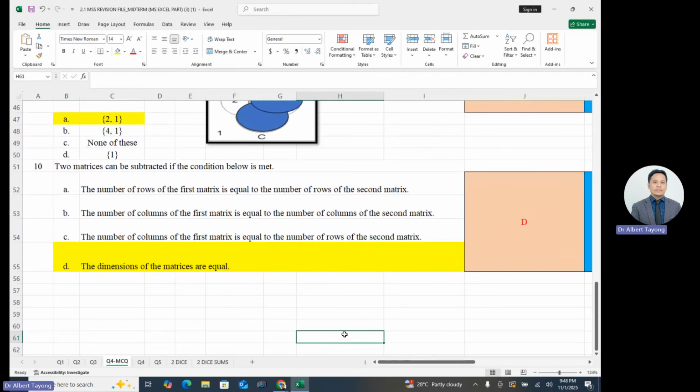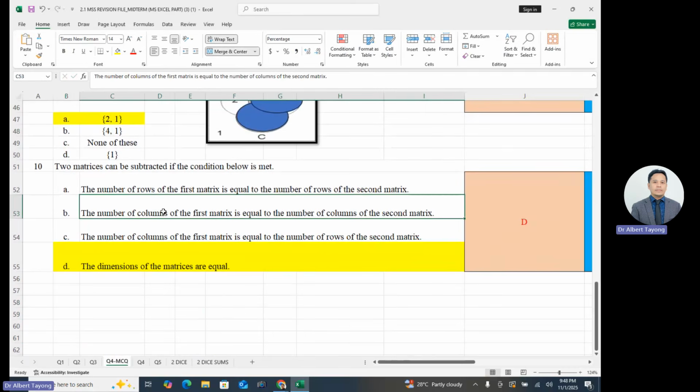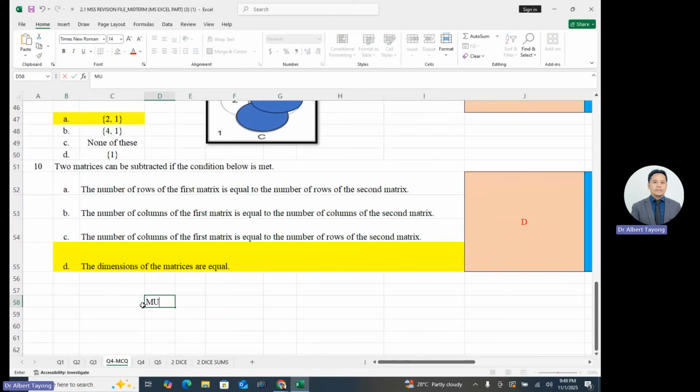Multiplication, we can multiply if the number of columns of the first matrix is equal to the number of rows of the second matrix. So for multiplication, the number of columns of the first matrix should be equal to the number of rows of the second.